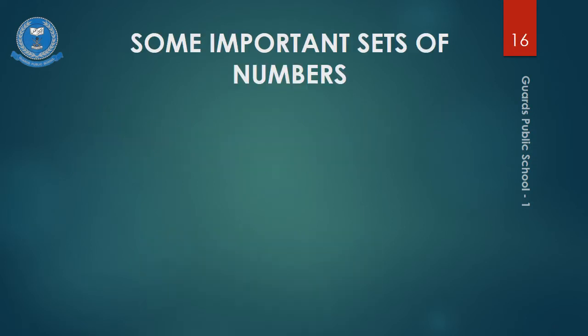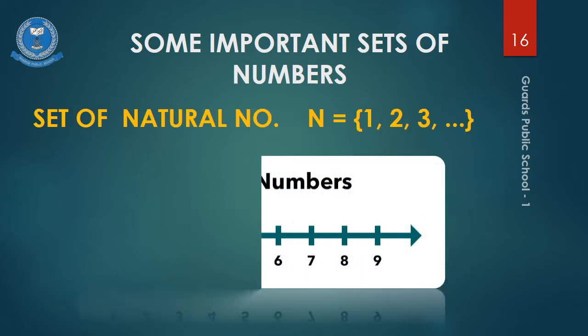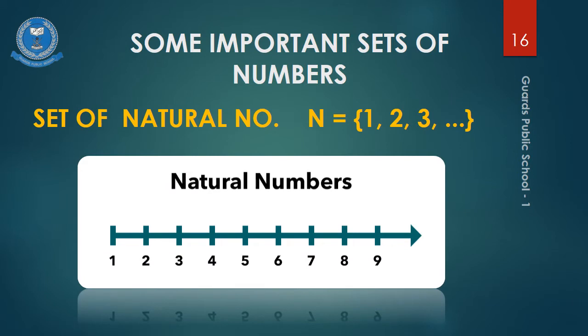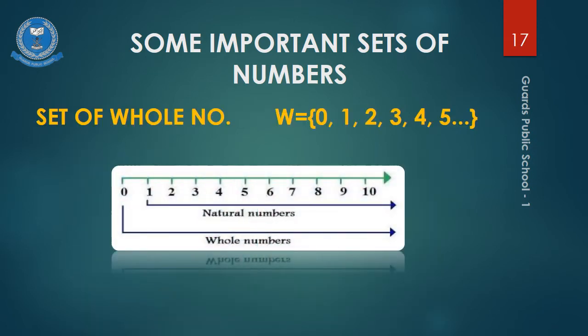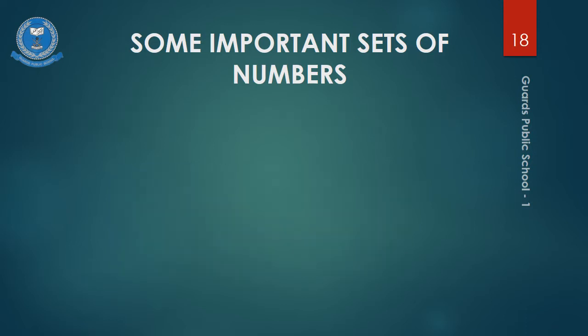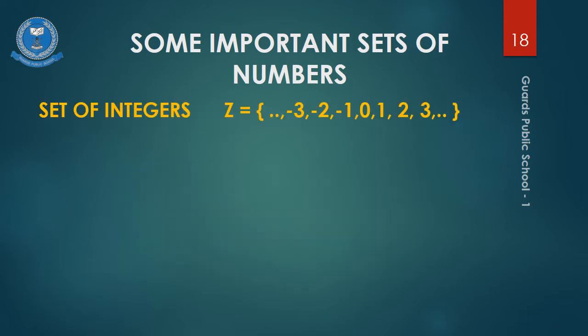Some important sets of numbers. The set of natural numbers is represented by capital N and it always starts from 1, 2, 3 and onwards. The set of whole numbers is represented by capital W and starts from 0, 1, 2, 3, 4, 5 onwards. The set of integers is represented by capital Z and it contains all the negative numbers, 0 and all the positive numbers.